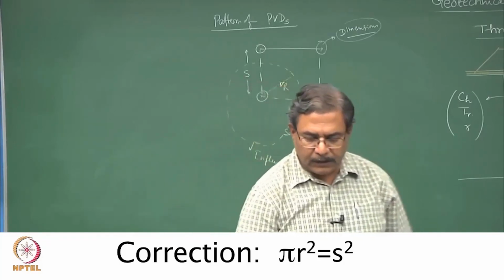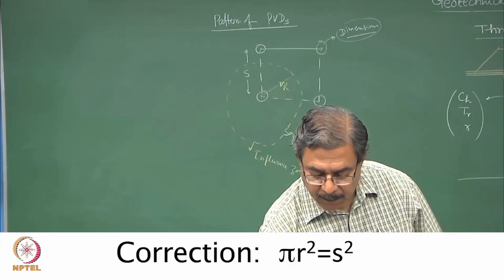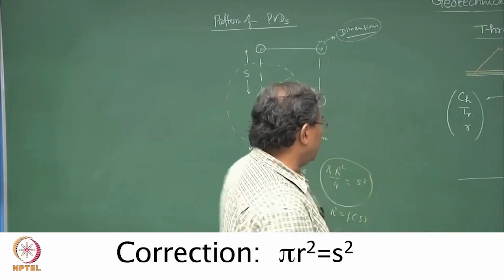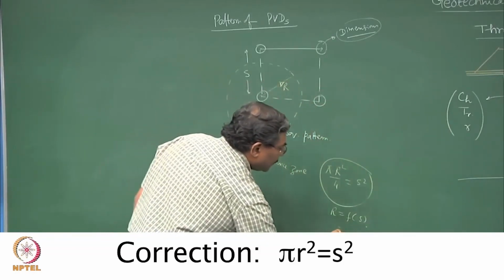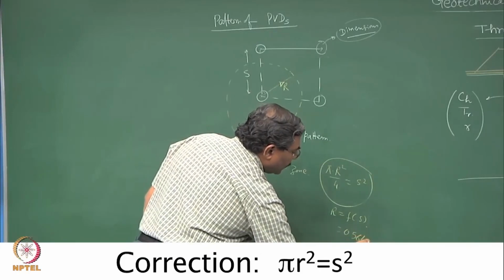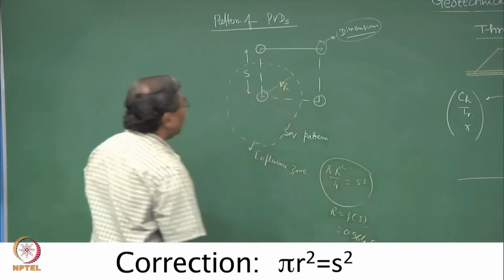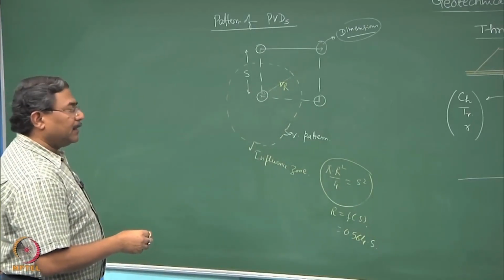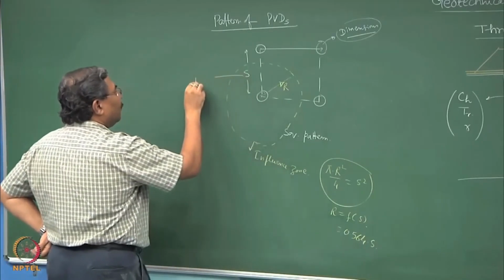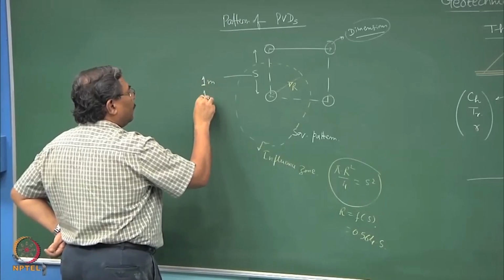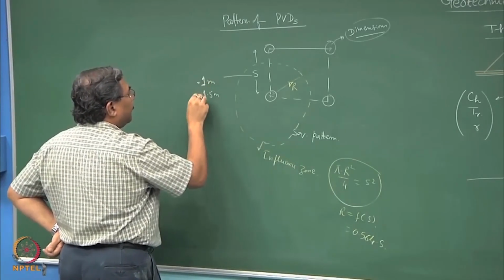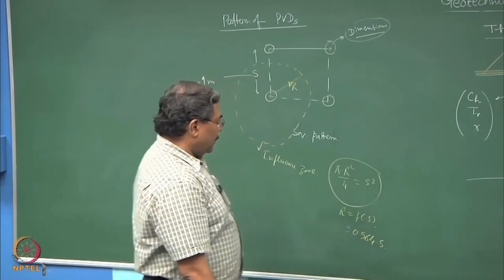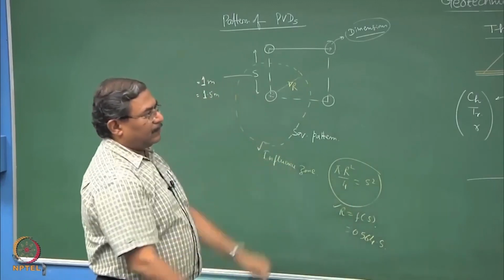So, if you solve this function, you will be getting R equal to 0.564 times S. Normally, what we do is we fix S, the center to center spacing, as 1 meter, 1.5 meter. So, S is known, R is known. Once R is known, we will proceed further.